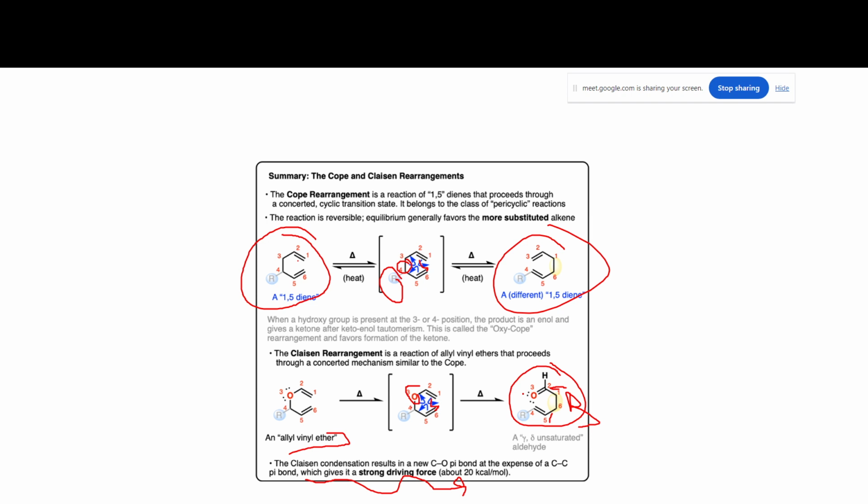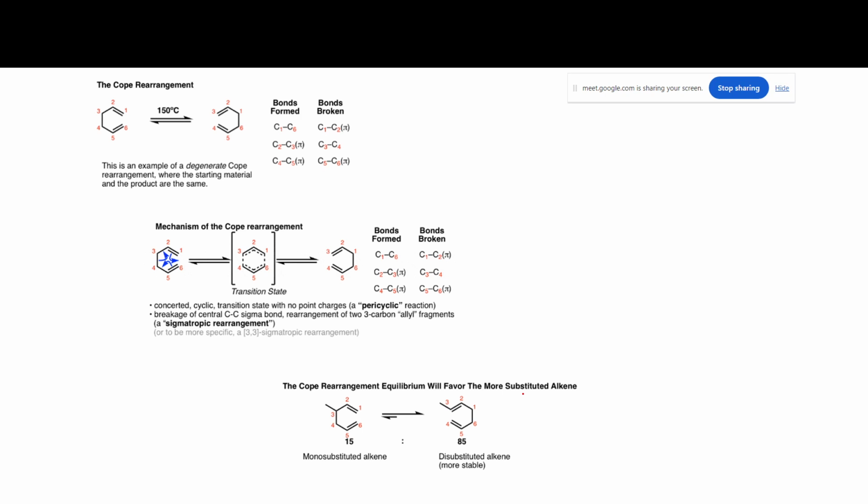So this will happen. From Claisen rearrangement, what are we getting? From allyl vinyl ether we form a gamma,delta-unsaturated product. So how did this Cope rearrangement happen? The mechanistic study: what bonds are formed and what bonds are broken.